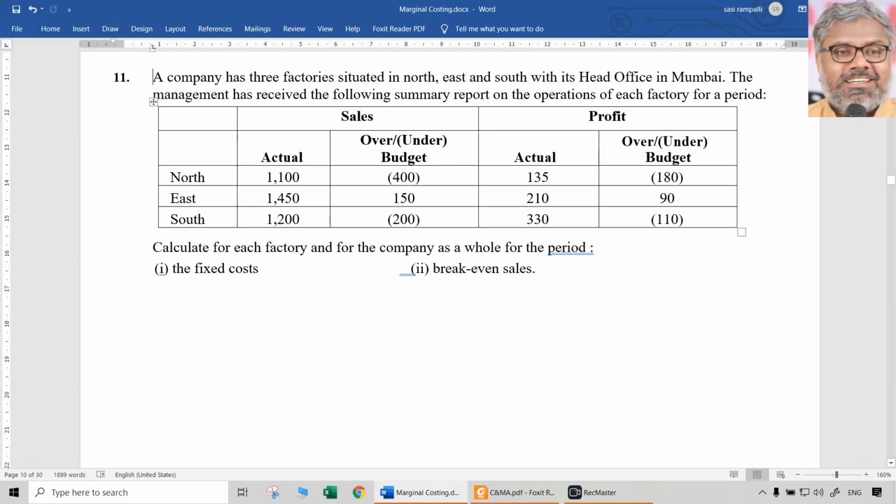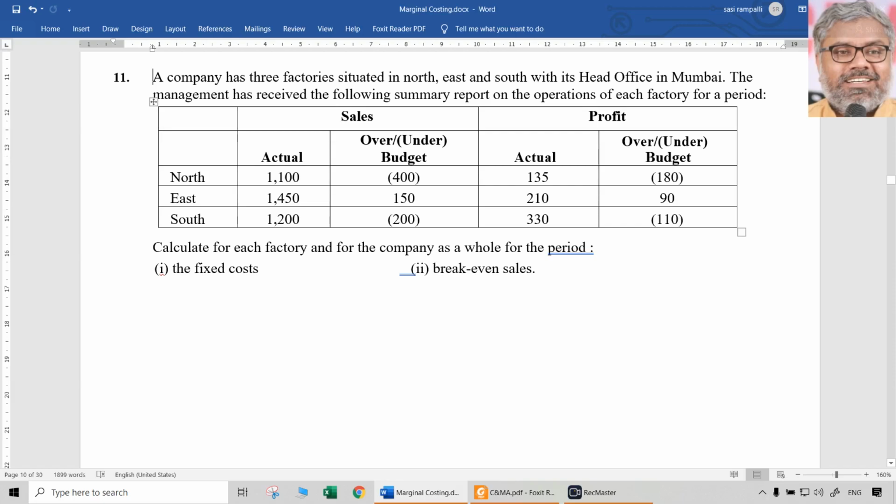We don't know anything, we don't know PV ratio. Definitely we need PV ratio. Without that, only with sales and profit, how can we find out fixed cost and break-even sales? Not possible. So we need PV ratio. Now we have to think how to calculate PV ratio. What is the option that we have? We don't know any other data.